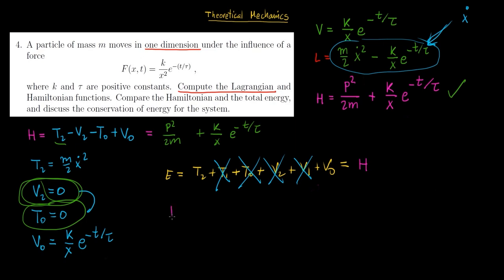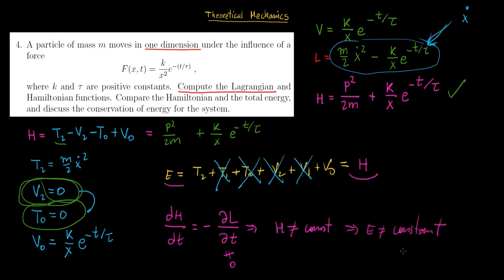Remember, we have dH/dt equals minus partial L with respect to t, and as the Lagrangian depends explicitly on time, then this is different from 0, and then H is not a constant. Since H and E are equal, then E is not a constant. So that's it.